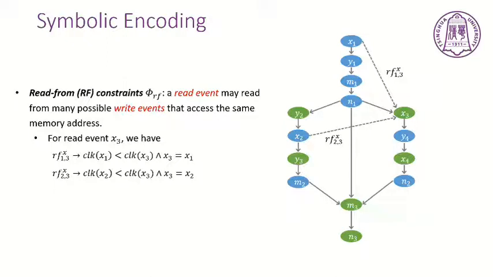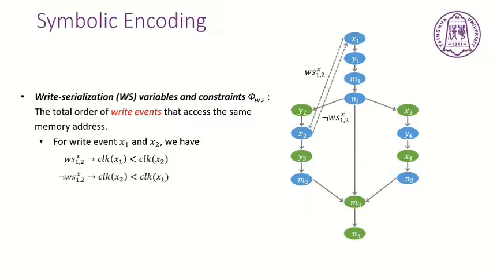So we use a Boolean variable named the read from variable to indicate that a read from constraint holds. For the read from constraint between x1 and x3, we know that this Boolean variable implies x1 happens before x3, and the value obtained by x3 is written by x1. So we have the read from constraints.